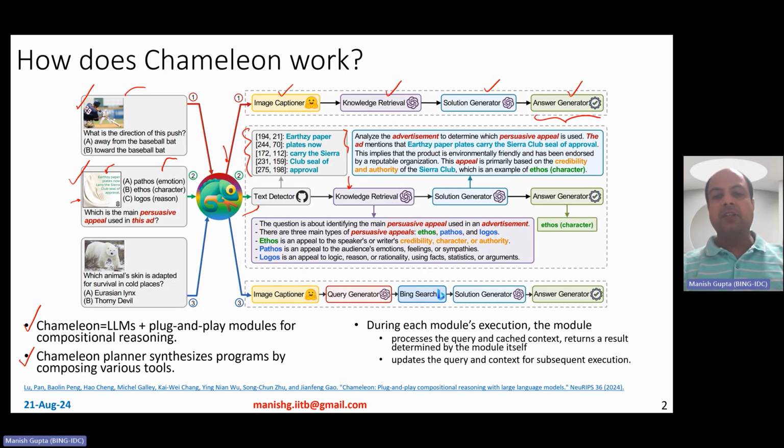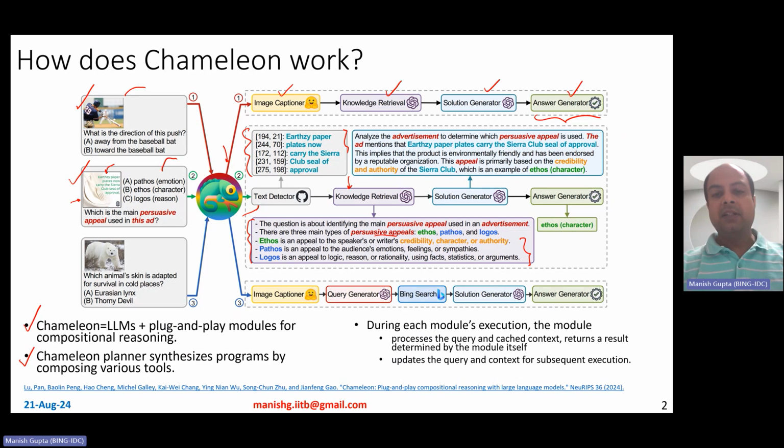So knowledge retriever is basically going to retrieve knowledge. So essentially, it's going to get all of these different knowledge pieces. What is persuasive? So basically, what is the question all about? Then there are three types of persuasive appeal: ethos, pathos, and logos. Denoting those, right? And then it's basically going to get definitions of all of those.